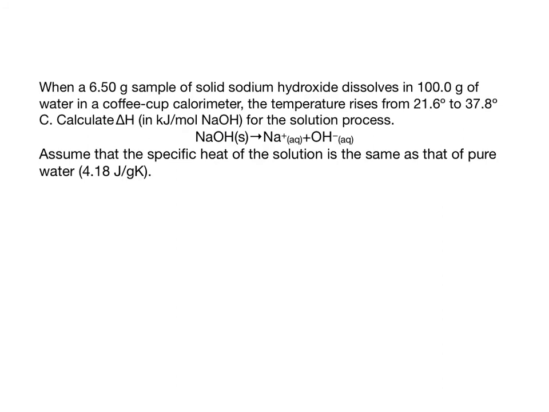So in this case, we have a 6.5 gram sample of solid sodium hydroxide dissolved in 100 grams of water in a coffee cup calorimeter. The temperature rises from 21.6 to 37.8 degrees Celsius. We'd like to calculate delta H in kilojoules per mole of the solution process. So it's important to note that we want to calculate delta H reaction for the dissolution of sodium hydroxide.